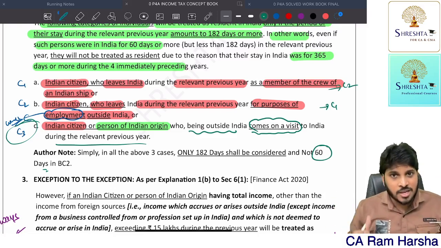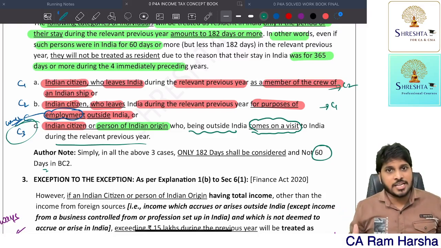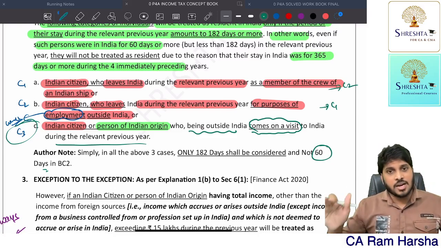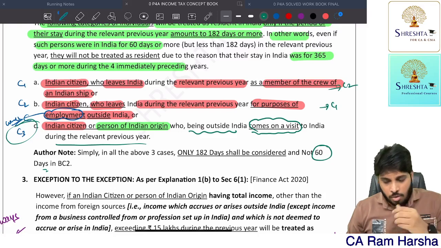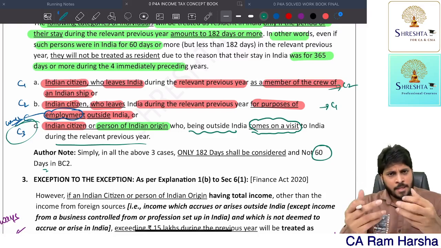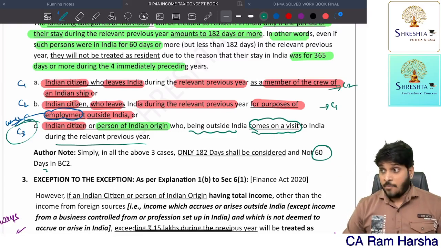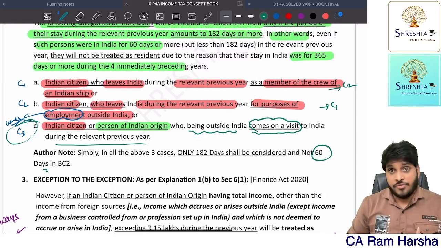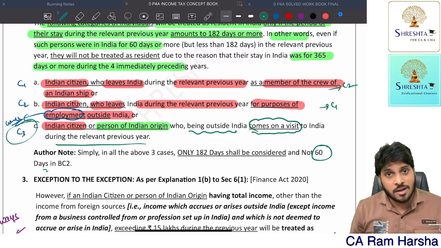Getting it? They come every year, yearly once they come and stay for some 100 days here. So every year, 100 days, if at all they are staying, they will satisfy basic condition 2. They may become ordinarily resident. For them, global income might be taxable.